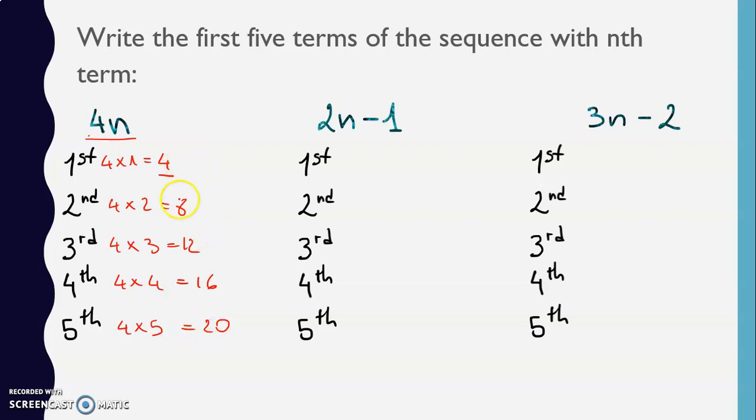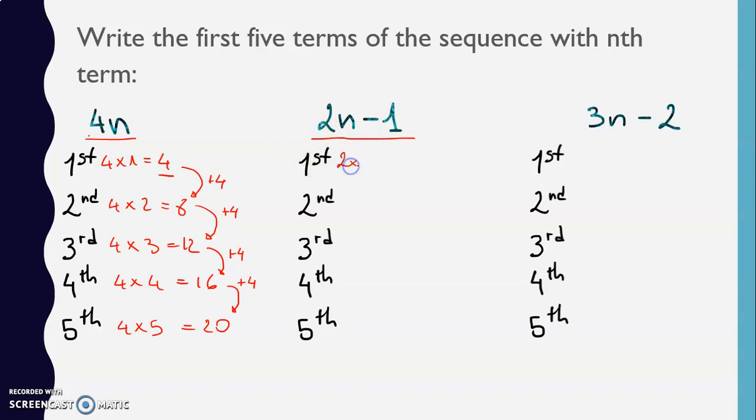So as you can see, this is the sequence 4, 8, 12, 16, 20, and just to point this out, this is an arithmetic sequence because it goes up in steps of 4. It always increases by 4, by a constant. Therefore, it is an arithmetic sequence. Feel free to pause the video and try these examples yourselves first if you want to. Alright, let's move on to the next example where the nth term is 2n minus 1.